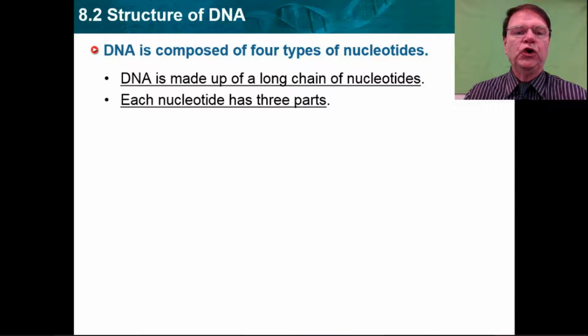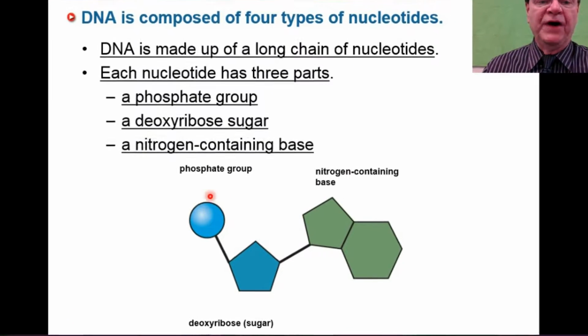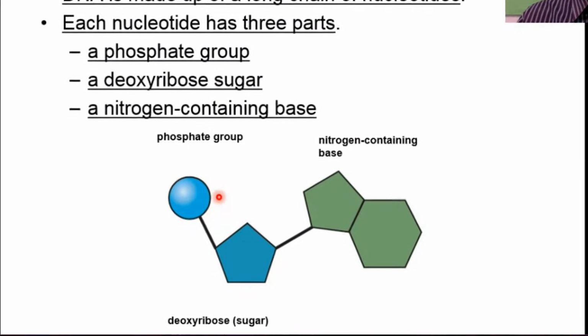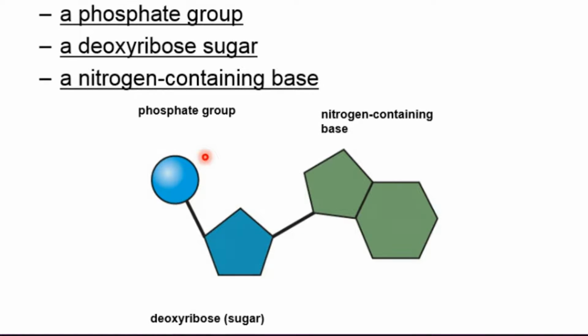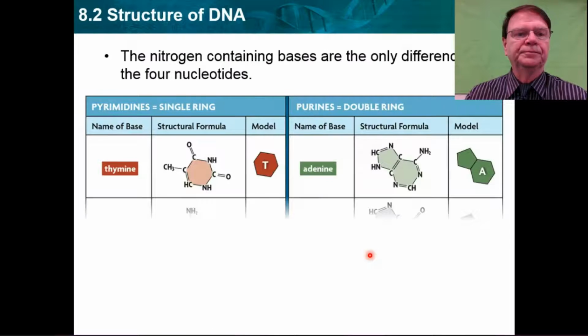Every one of those 4 nucleotides has these 3 parts that you see pictured here. A phosphate group, which is phosphorus and 4 oxygen atoms. A 4-carbon sugar known as deoxyribose, and a nitrogen-containing base. And this is the part that's going to change from one of the 4 types of nucleotides to the others. All right, so 3 parts, okay?